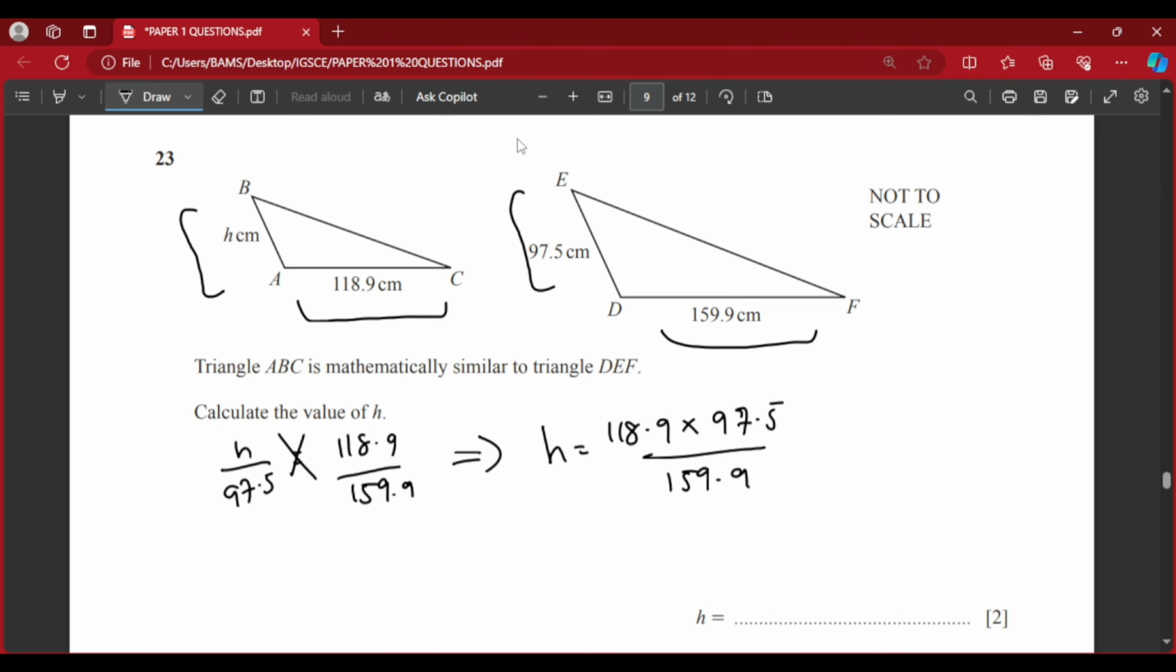159.9, right? Good. Plug it into your calculator, you should get 72.5, right? Yeah, so 72.5 is your answer. Very easy. Once you know that the ratio of BA to ED is actually equal to the ratio of AC to DF, then you're good to go. That's just about similar triangles in this case.